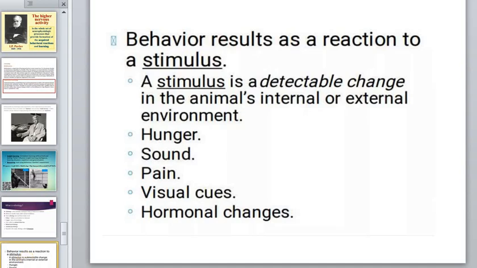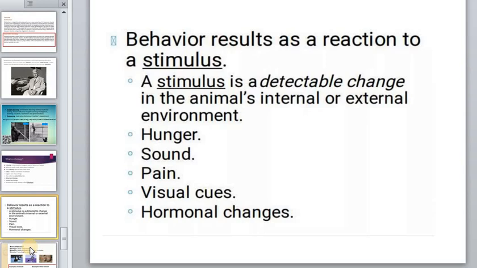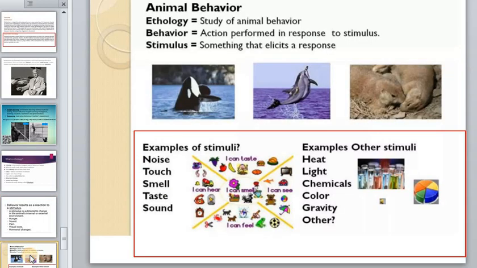Behavior results as a reaction to a stimulus. A stimulus can be different, internal or external from the environment, and it can be hunger, just sound, it can be pain or visual cues, and even hormonal changes inside the body. And what kind of behavior will we study in this discipline? We will study ethology and behavior and all stimuli, and as you see, the stimuli can be very different and the behavior can be very different too.